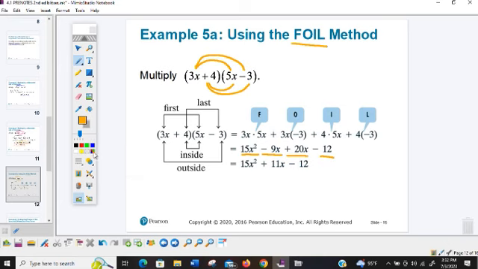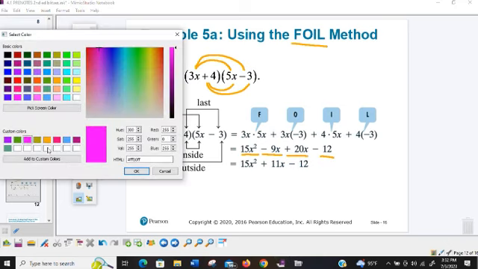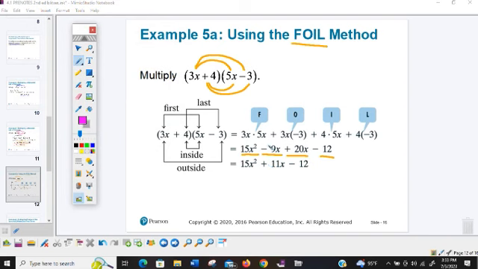Now, often when you do these, you can combine some terms after you multiply. Like on this one, I have a negative 9x and a positive 20x in the middle. Those are like terms. They're both x's. I can add those together and get that positive 11x. So my answer would be 15x squared plus 11x minus 12.